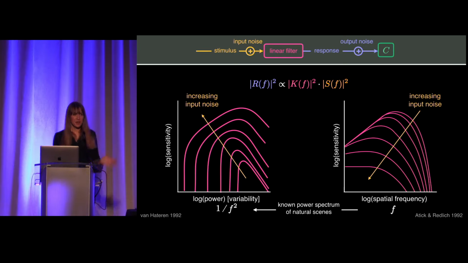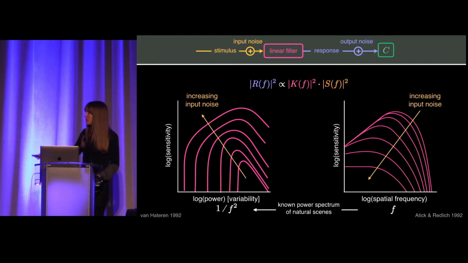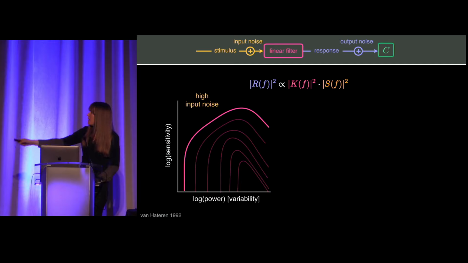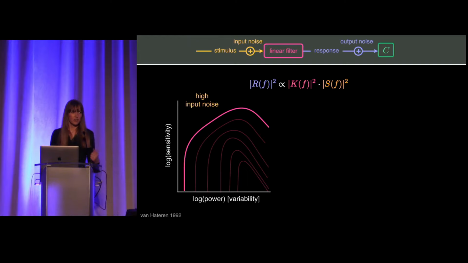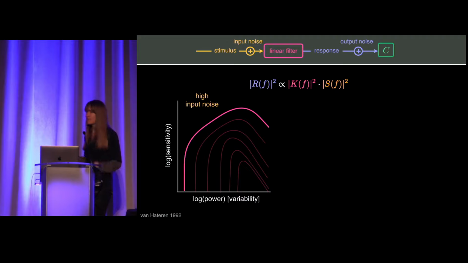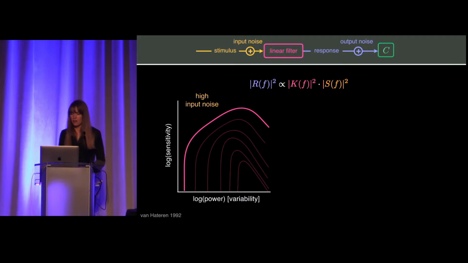So the reason that I wanted to get to this point is because now you can see that in the limit of high input noise, sensitivity should be tuned in proportion to the power or the variability of the input signal. And this result is something that we derive in a particular limit of this efficient coding framework.